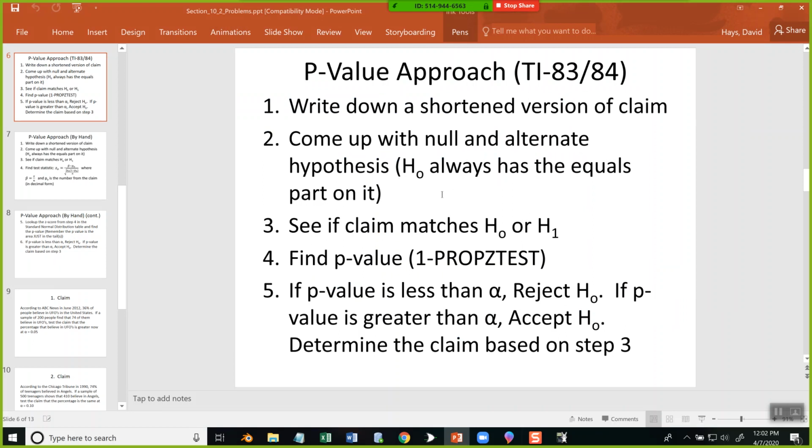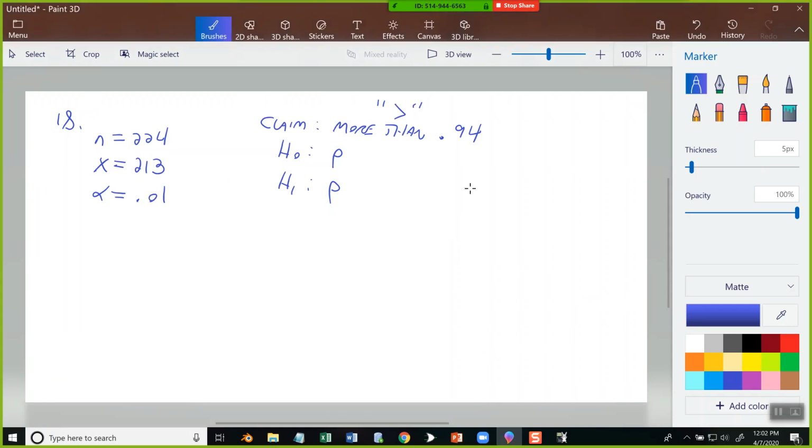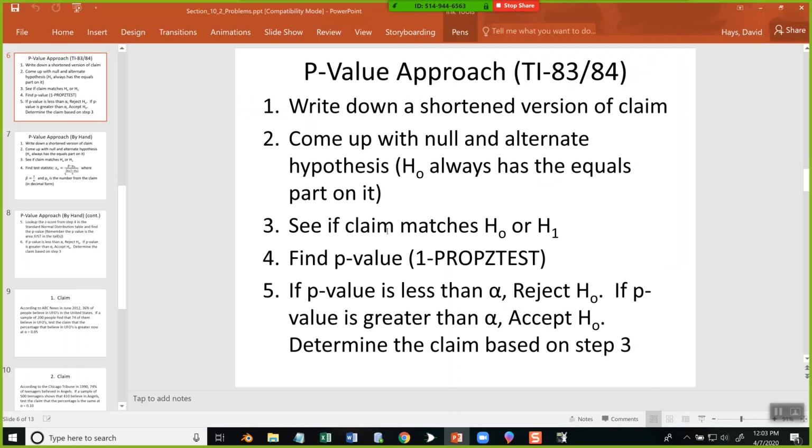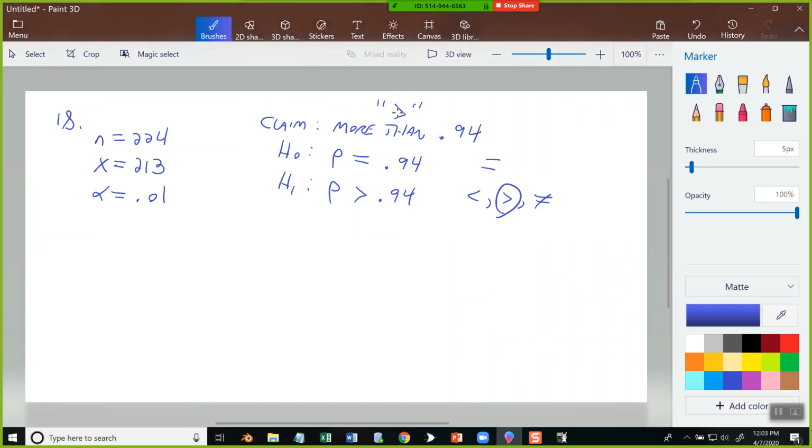H naught always has the equals part on it. Again, the only symbol you can put on H1 is less than, greater than, or not equal to. The only symbol you can put on H naught is an equals. Since this is a greater than, where it has to go is on H1, because that's the only place I can put a greater than. And no matter what, this is always equals on H naught. Step three, see if your claim matches H naught or H1. It's based upon your symbol, greater than, so the claim matches H1.